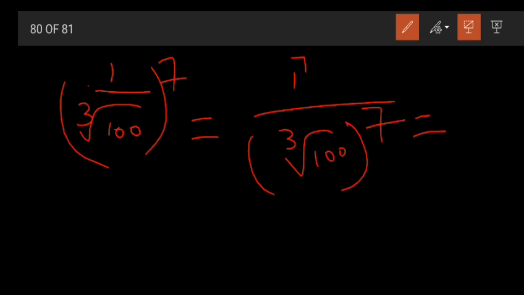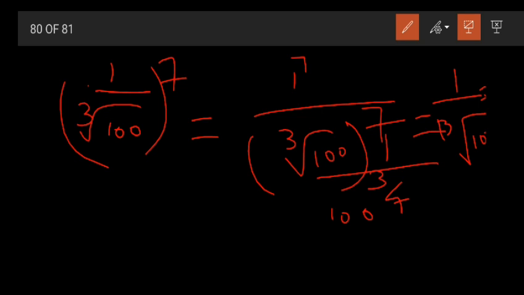Okay, so this is equal to 1 by cube root of 100 to the power 7. This is nothing but 1 by 100 power 3 by 7 by 3.